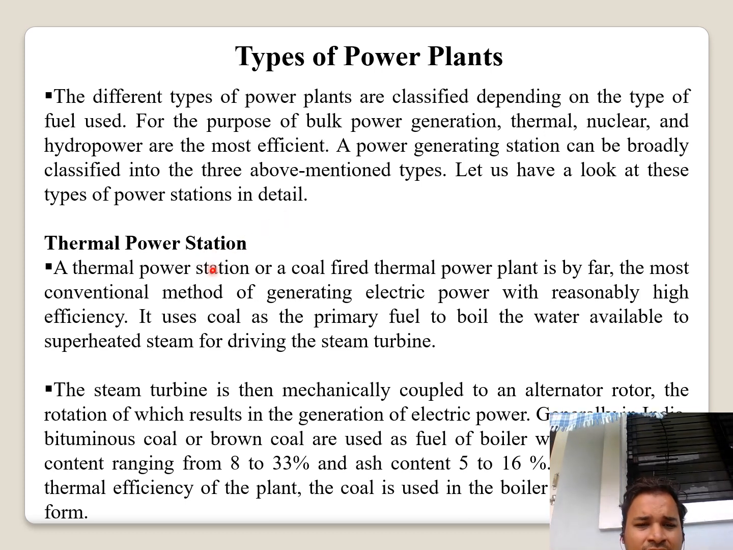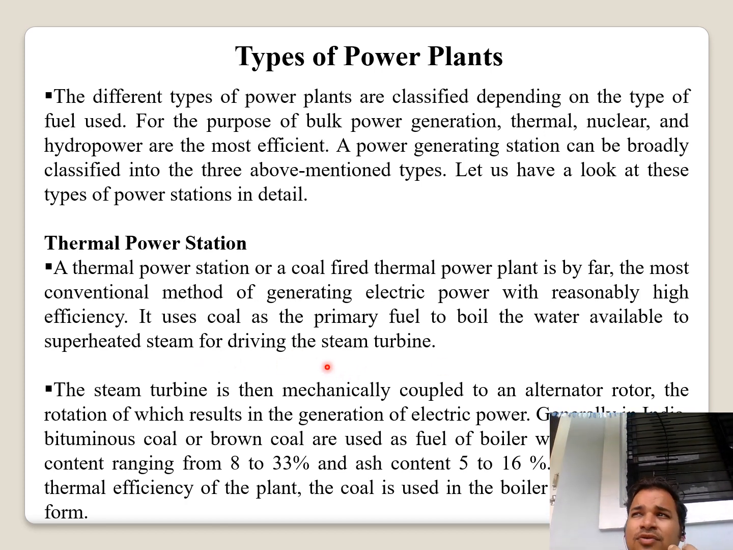So the first one is the thermal power plant. As I mentioned, in thermal power plants, we have coal-fired thermal power. That is the most conventional method to generate electric power, with reasonably high efficiency. It uses coal as a primary fuel to boil water to produce superheated steam, driving the steam turbine.